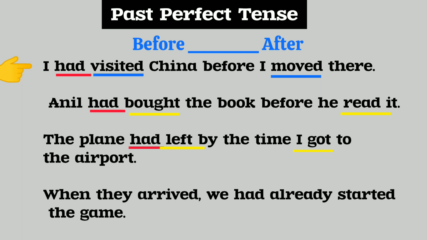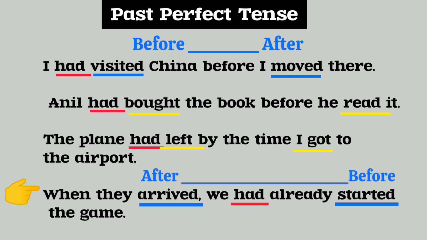Now, do you understand how that works? But what about the last sentence? When they arrived, we had already started the game. So maybe they were late or something had happened. But when they arrived, that is the past simple tense. So this happened second. We had already started the game. This action had already started. It started before this action.